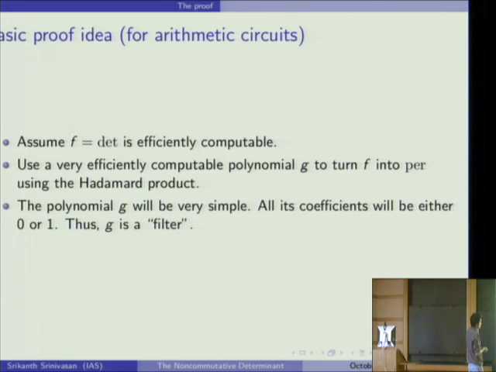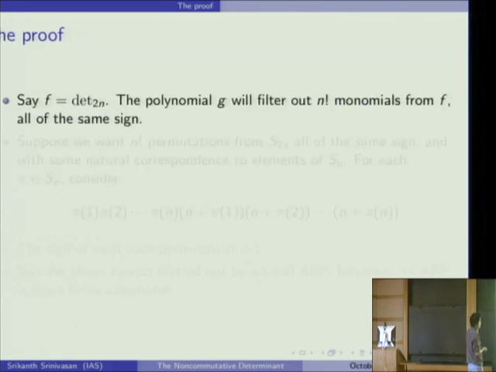Okay. So if we are going to do this kind of filtering, it had better be the case that the polynomial g, the monomials it actually filters out, are all of the same sign, because it's got to look like the permanent. In particular, all the entries of the permanent have the same sign.